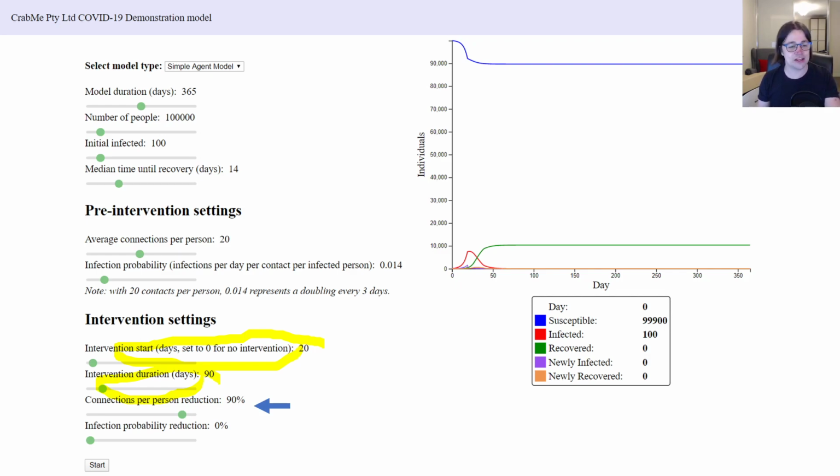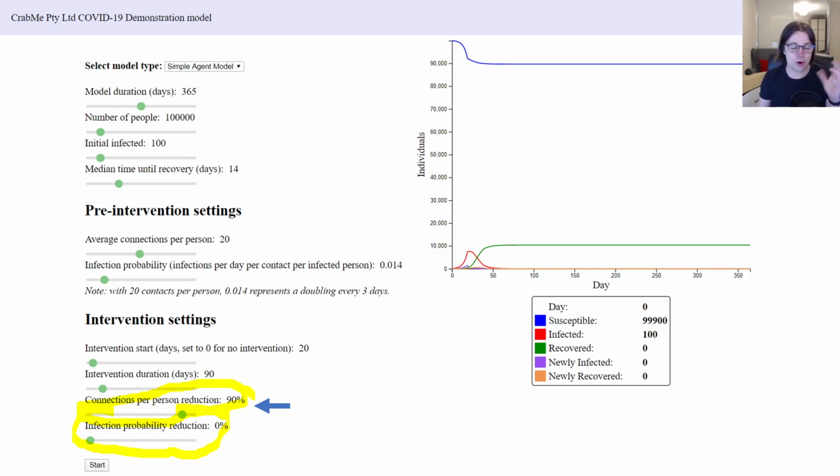The way that we talk about it is we're saying we're reducing the number of connections per person. So here, the connections per person reduces by 90%. And so that way we can actually treat the number of connections per person and the probability that you infect a person separately. So if you have another intervention like increased cleaning or people wearing masks or things like that, you can actually set that in here in the infection probability reduction. But we'll look at that later.